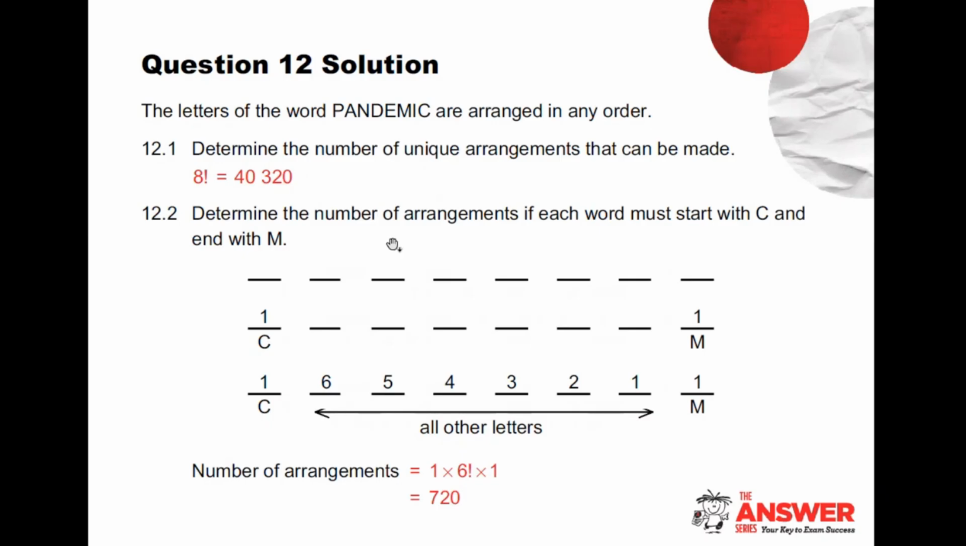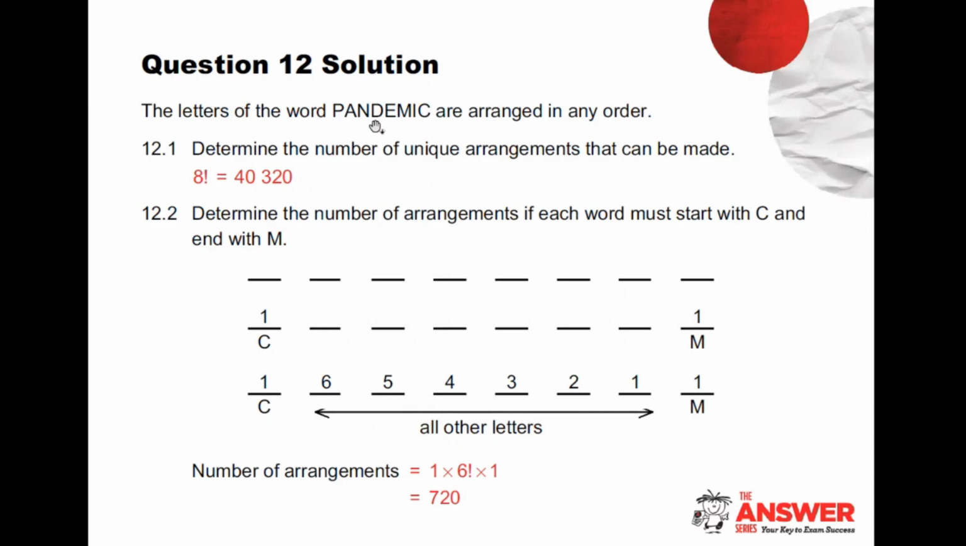The second one, determine the number of arrangements if each word must start with C and end with M. Now, we also need to make sure that our learners know that when we say word, that doesn't mean they have to be a word in any particular language. They simply are arrangements. They are words that can be formed that aren't actual real words. They count as words because, yeah. So we need to make sure they understand that.